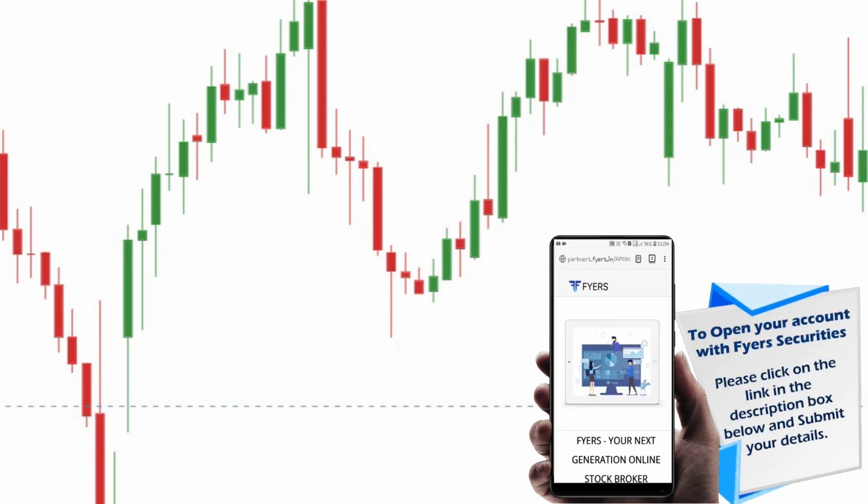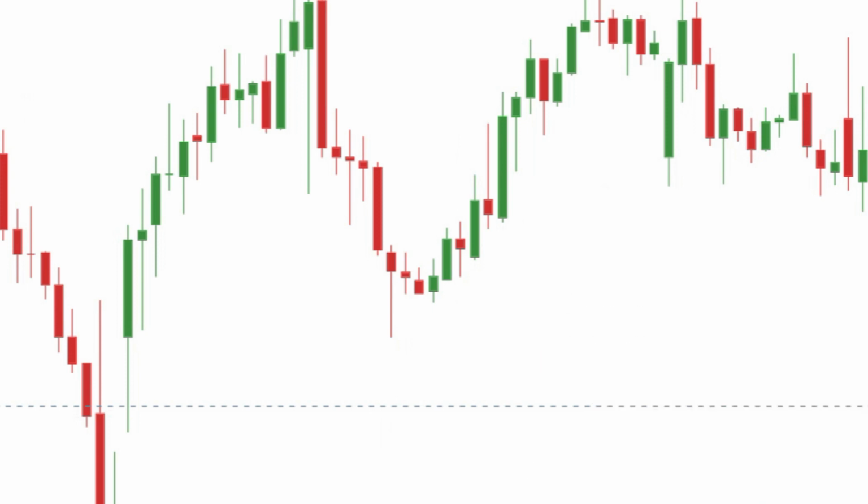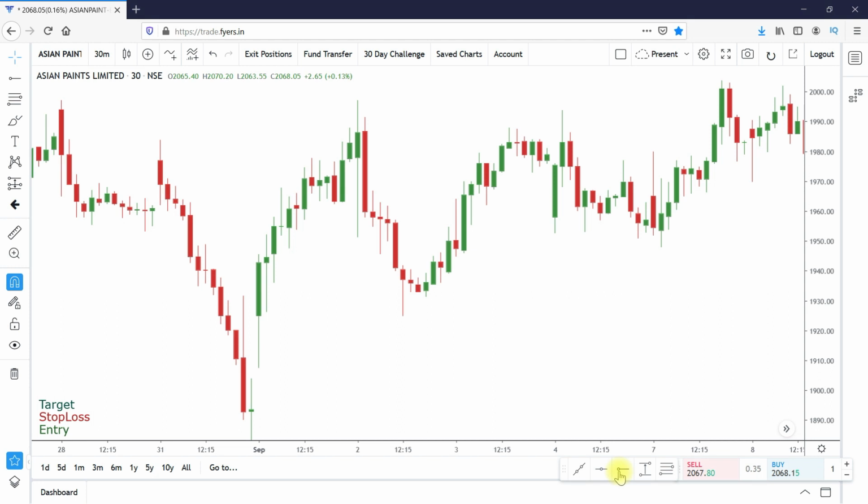That confirmation is, after this hammer, the next candle should cross the hammer candle's high and even close above this high. But for intraday practices, generally we take positions as soon as the high of the hammer is crossed. Backtesting shows that it is profitable. Hope you understood. So, in this example, we get some entry here.